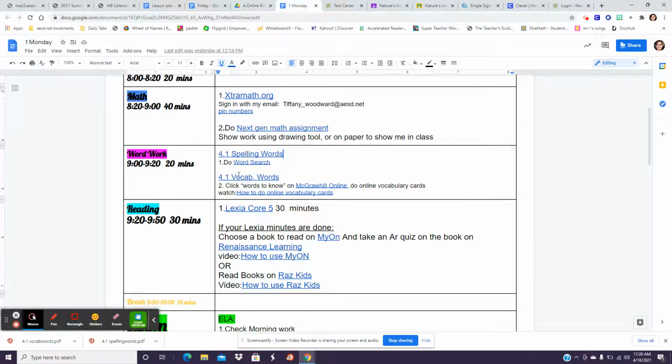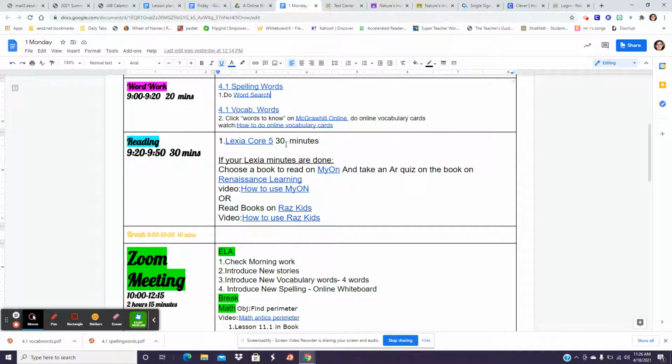After you're done with your Next Gen Math, you have new spelling words and a word search to do, new vocab words, and you can go look at your vocabulary words online, and then 30 minutes of Lexia. Everybody has 30 minutes of Lexia because it's Monday. It starts over. The only people that are done with Lexia for the year are Neve, Lizette, and Ashley, and if that is you, you can work on Mayan or Raz Kids to keep practicing your reading.